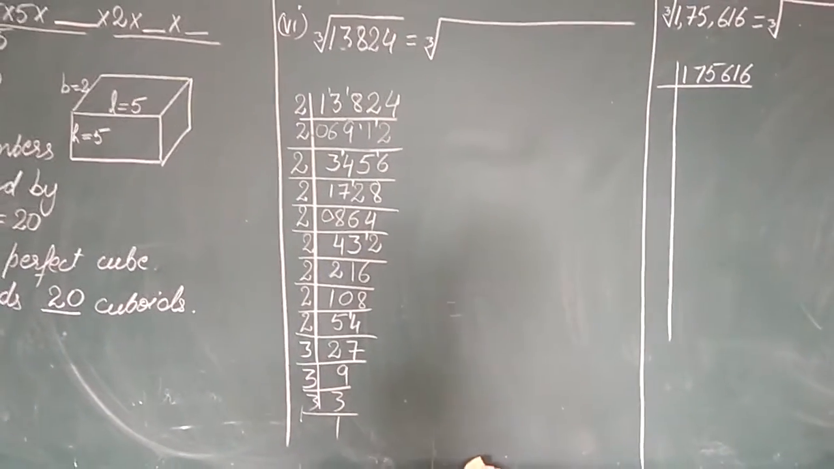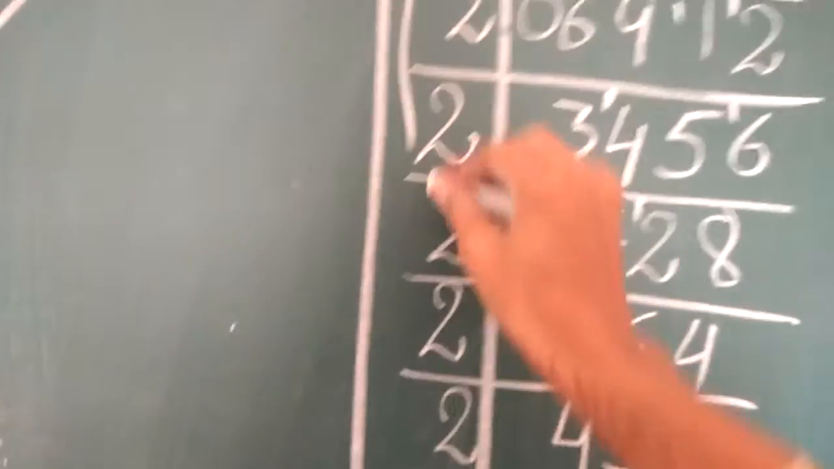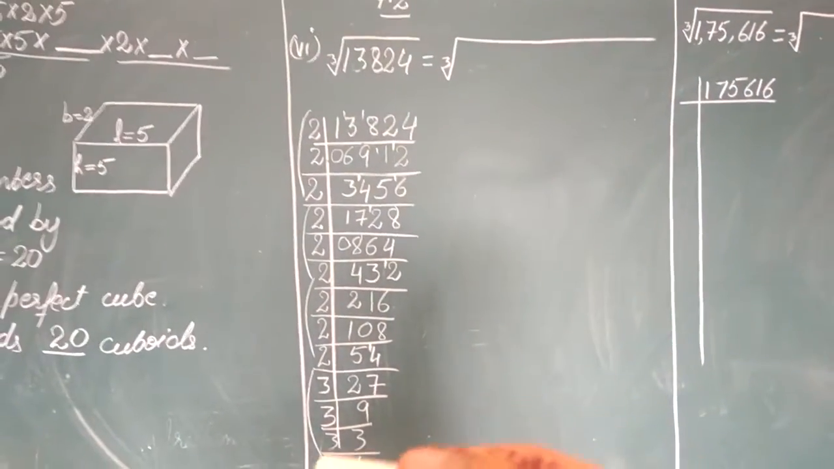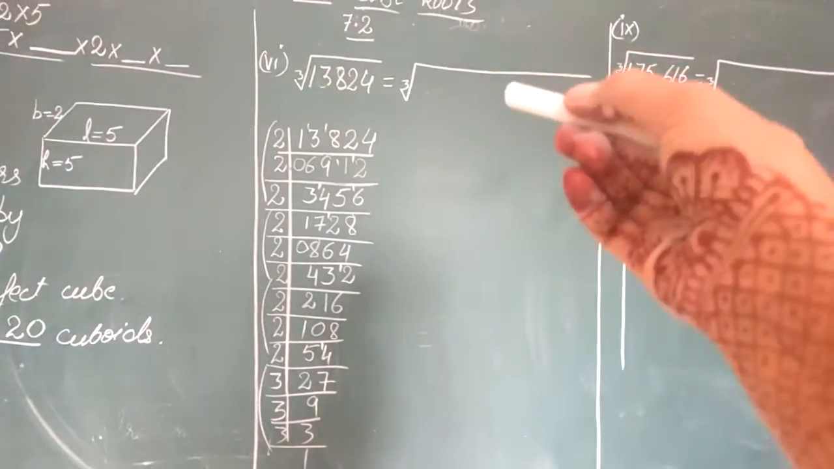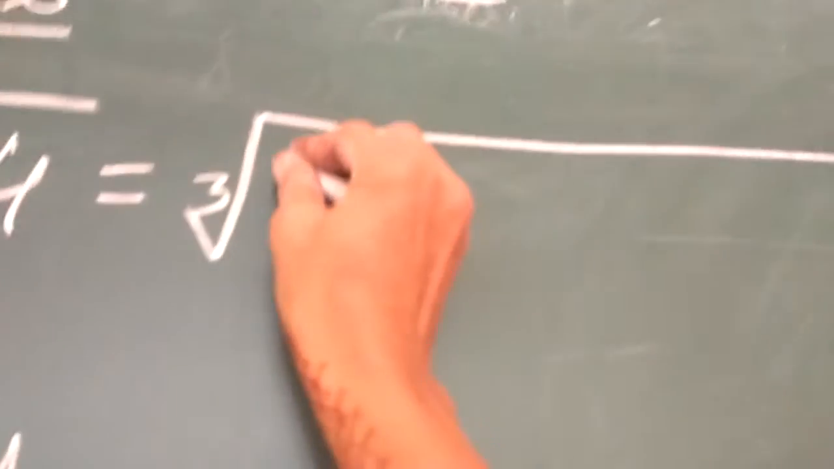Now to get the cube root, you all know that we have to make the pair of three similar numbers. So let us see. Are we getting the pair of similar numbers? Yes. If you get the complete pair of three similar numbers, that means it is a perfect cube. So let us write all these numbers under the cube root sign. So 3 groups of 2 and 1 group of 3. So we'll place them under the root.